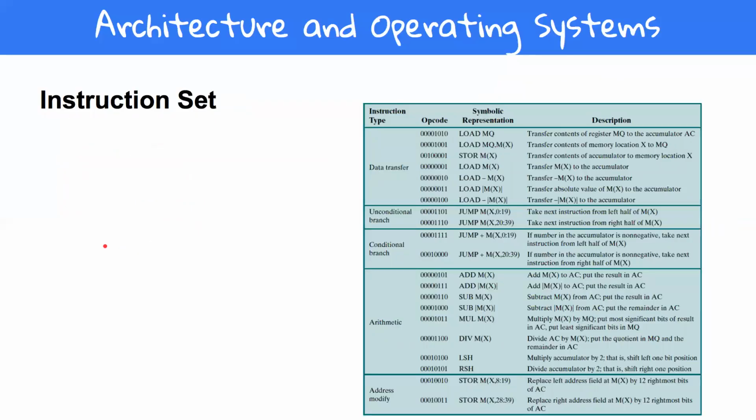The opcodes that I told you about: 21 opcodes exist in an IAS machine. For example, adding two numbers, 00000101. It's about adding: add M(X) to AC, and this is the description, and this is the symbol for that. Subtract, 00000110. Multiplication, 00001011. As you see, we have 21 opcodes here that the IAS machine uses to do the operations.